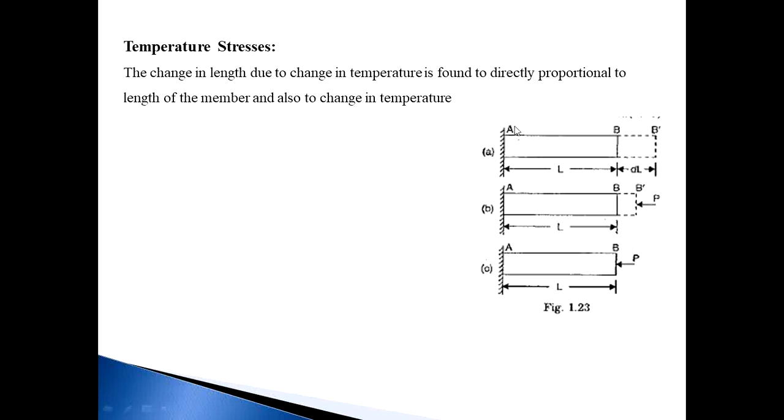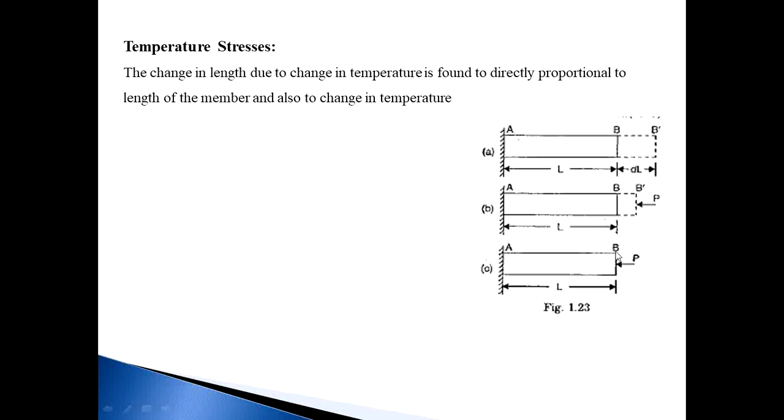Basically, in the first figure A, the member is free to expand. Due to the rise in temperature, the change in length, that is B dash to B, is the change in length delta L, and this is only due to the heating effect. If I apply a P force in the opposite direction, preventing the free expansion, then stresses are produced in the member, and that stress is called temperature stress. This is figure C.